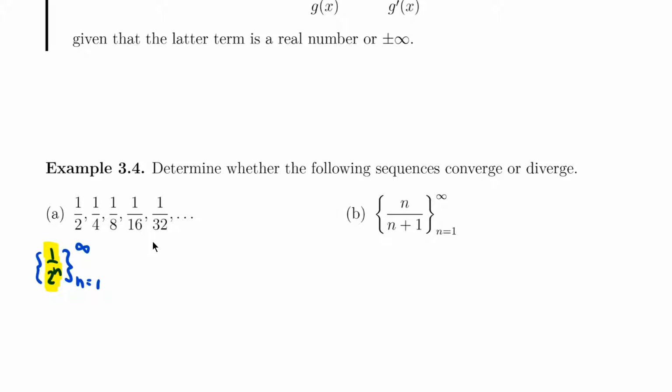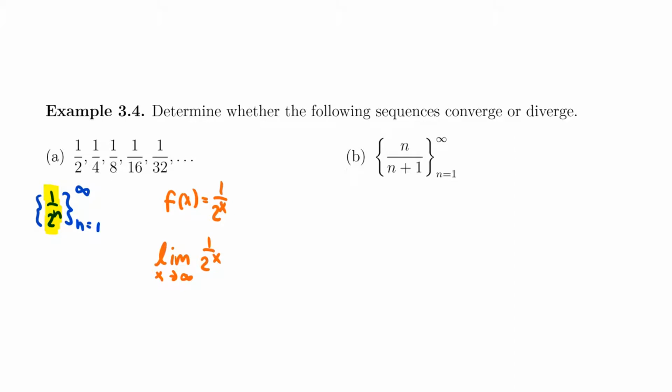So then I can think of this sequence 1 over 2 to the n as a function as well. I'm going to change the variable from n to x here just because we are more familiar with functions in terms of x. So here I just change my n to x and here is my function, and now I can find the limit of this function 1 over 2 to the x when x goes to infinity. To find the limit, there are many ways we can do that, but let me just sketch the graph of this function.